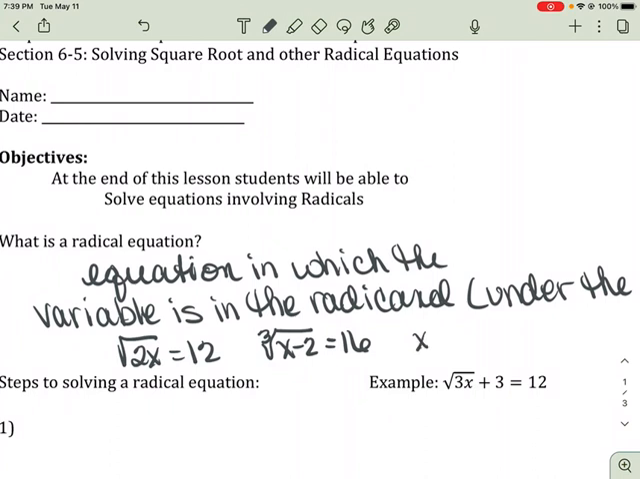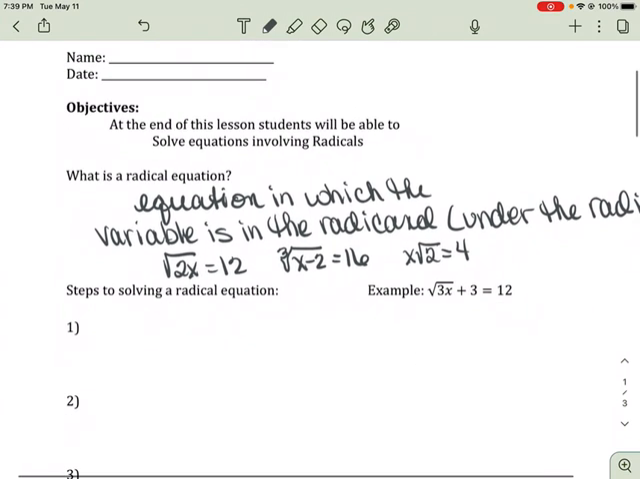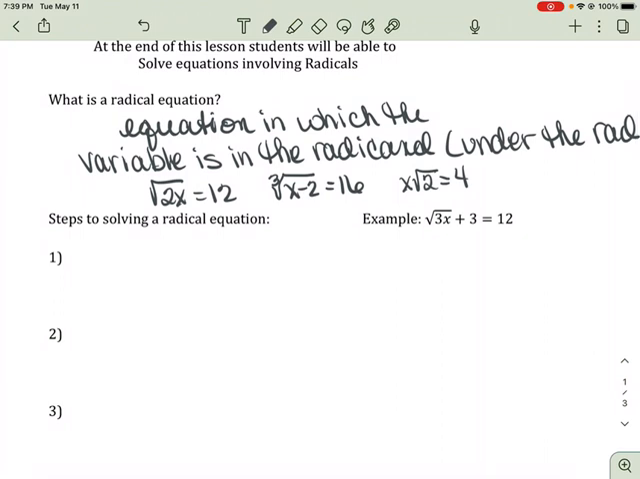But x times the square root of 2 equals 4 is not, because the variable is not underneath the radical sign. So the first two are, but the last one is not. So let's have some steps to help us solve this.